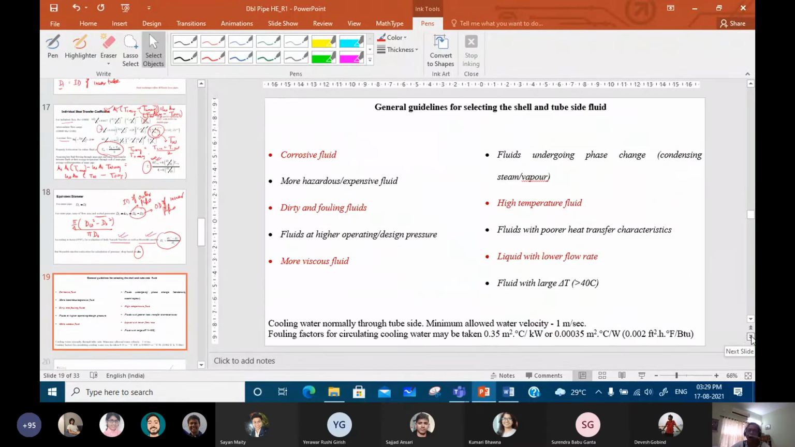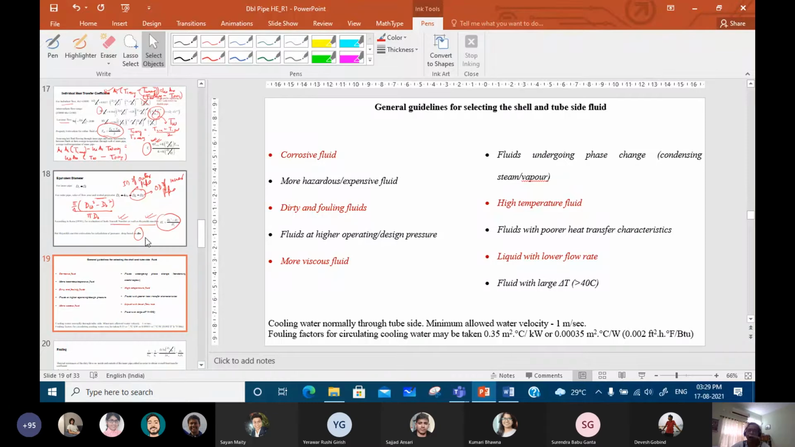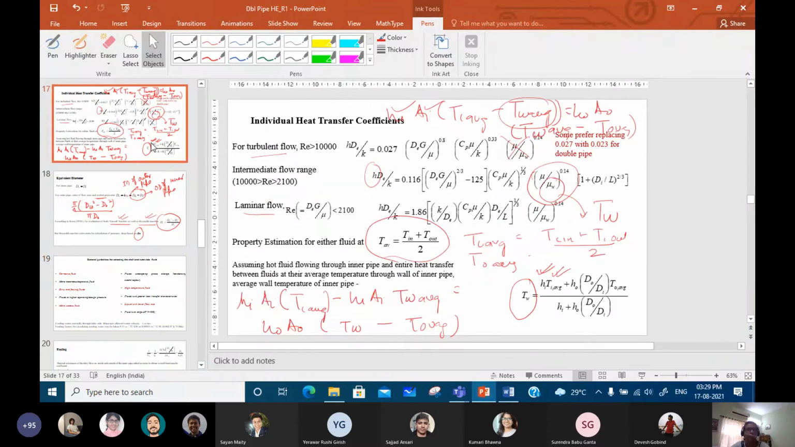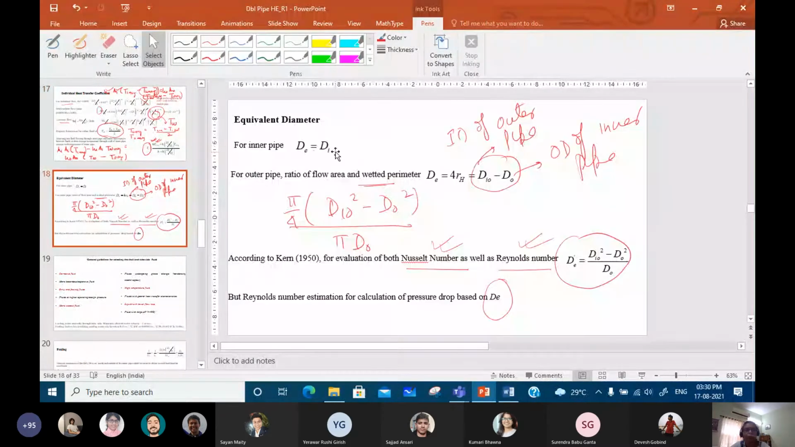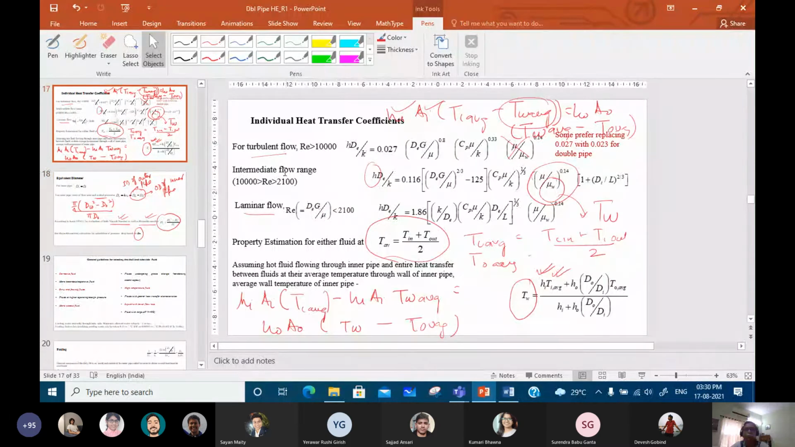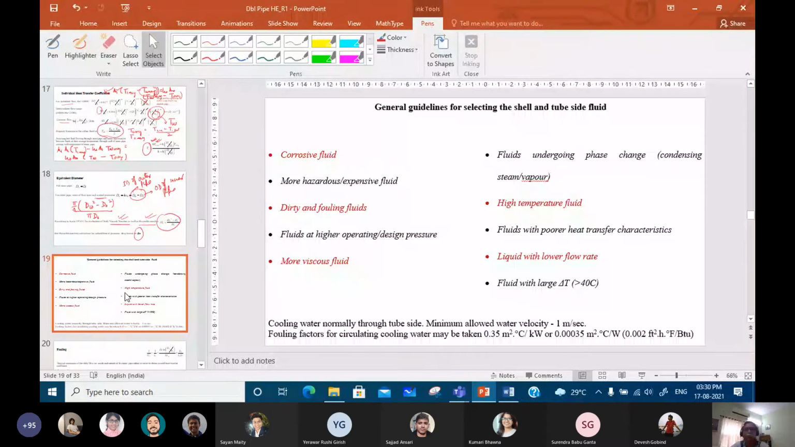So I think more or less we are done with everything. The only thing that is important is, when you are trying to find out the heat transfer coefficient, what is the D that you are going to use? For the inner fluid, as I've said, it is the inner diameter of the pipe. For the outer fluid, it is going to be the hydraulic diameter. So before you calculate the overall heat transfer coefficient from the individual heat transfer coefficients, it's important that you decide on the shell side and the tube side fluid. Unless you have decided on that, you cannot go ahead.